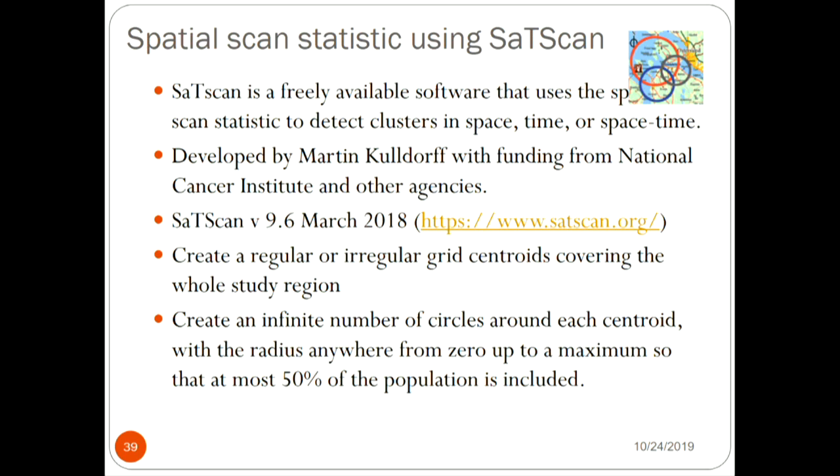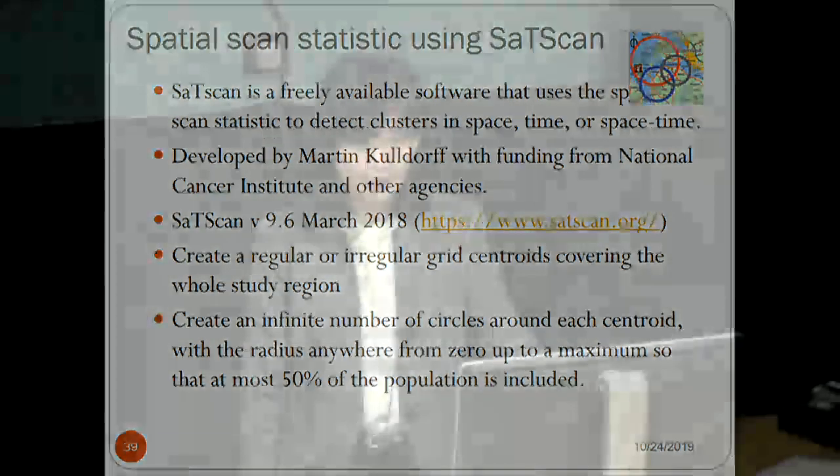Okay. So most researchers like to use spatial software like SaTScan because it is free software and it's easy to use.